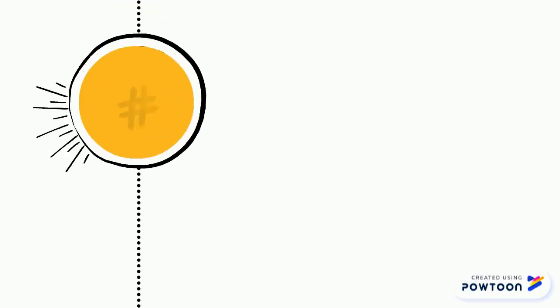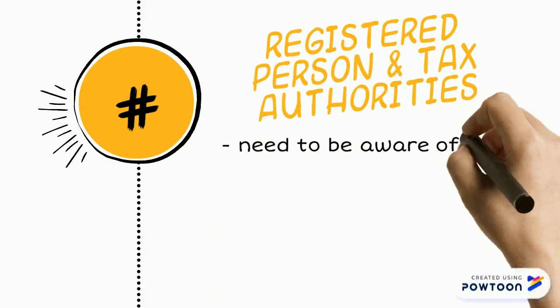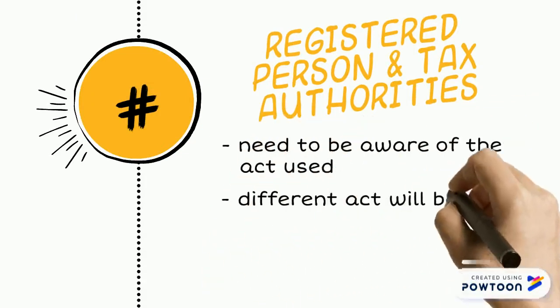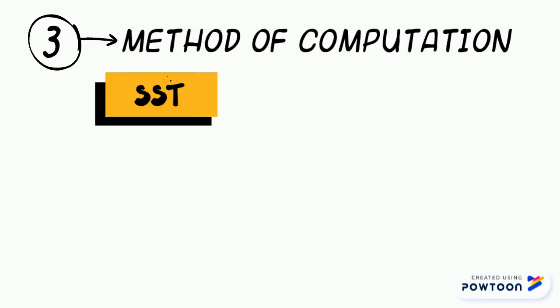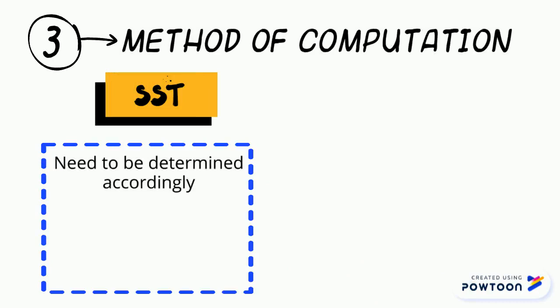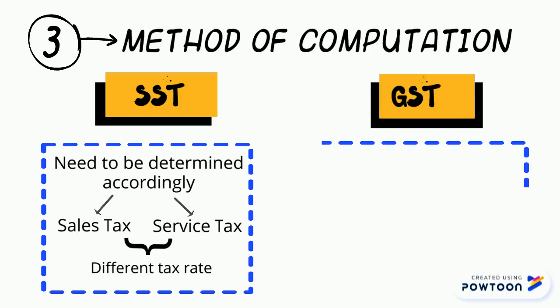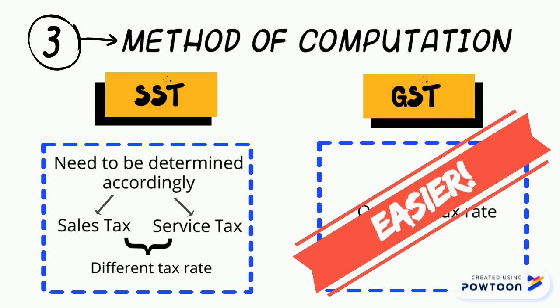In this aspect, the registered person and tax authorities need to be aware of the act that will be used under GST and SST, as different acts will be applied for different taxes charged. For the computation, under SST, the taxes imposed need to be determined accordingly for sales tax and service tax due to the different tax rates levied. While for GST, only one tax rate will be charged, where it can be said that GST is easier to calculate, as compared to SST.